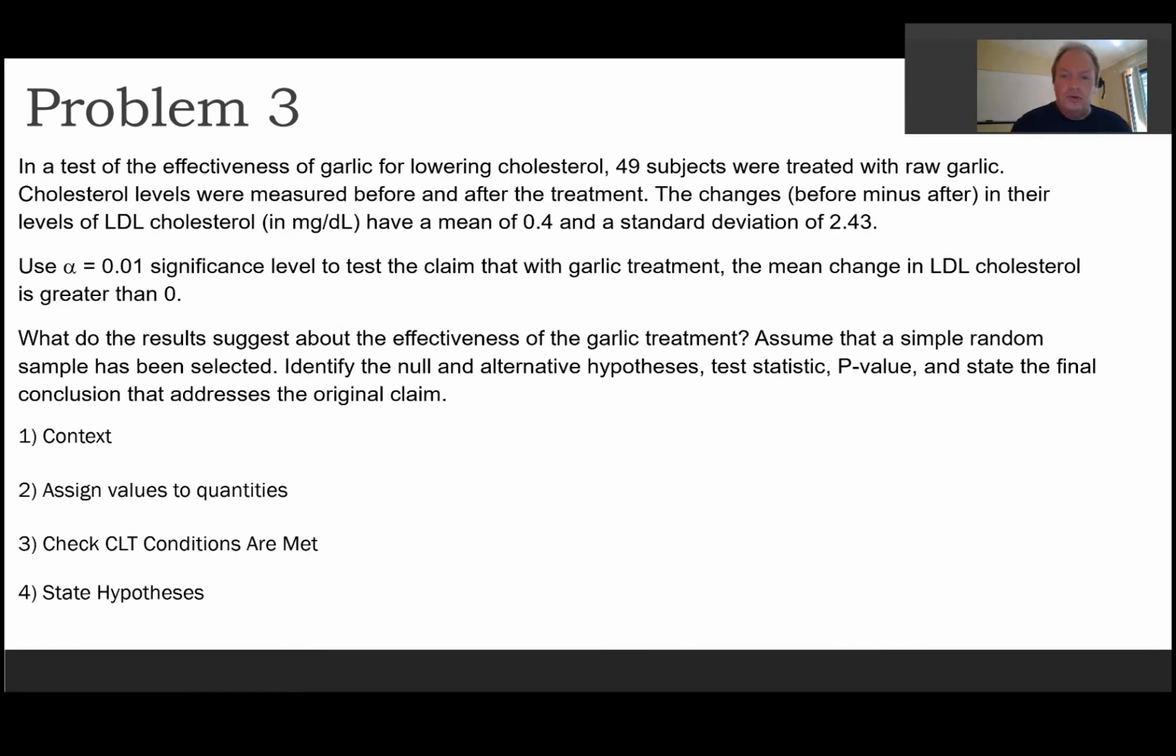So I want you to go ahead and answer the following. First of all, I want you to start off and flow the problem, figure out the context first, assign values to quantities, check that the conditions are met, and after you've done all that, then you can answer the first question, which is identify the null and the alternative hypothesis. So I'm going to let you pause the video and do all that.